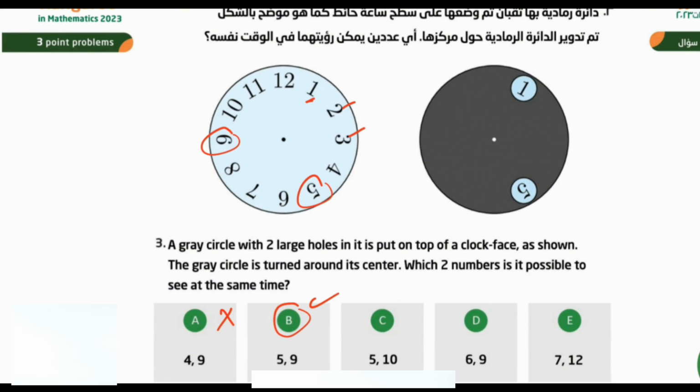But let's check the other answers. For C, we have 5 and 10, so we have 4 in between, so this one cannot be the answer. For D, we have 6 and 9, we have 2 in between, so this one is not the answer. And E, we have 7 and 12, we have 4 in between, and also this one is not correct, so B is the correct answer.